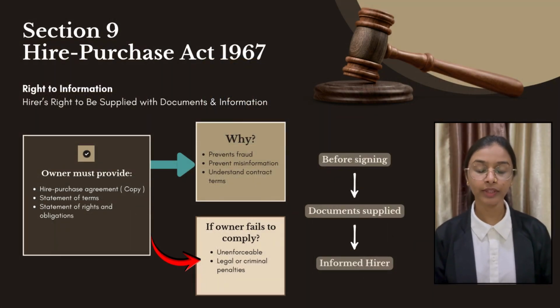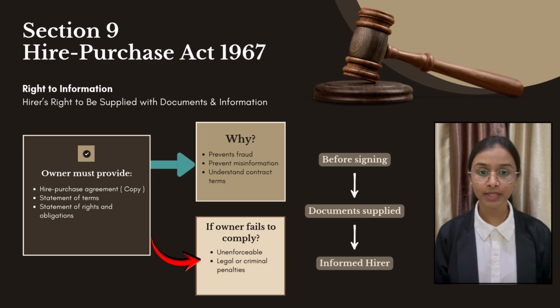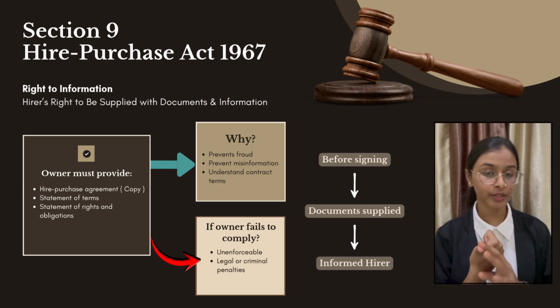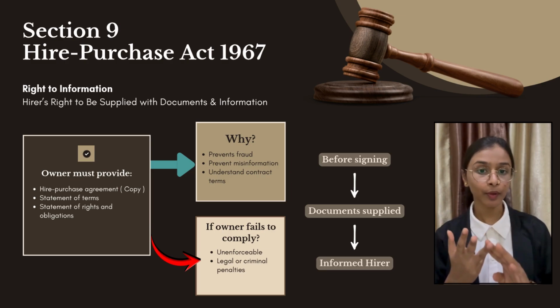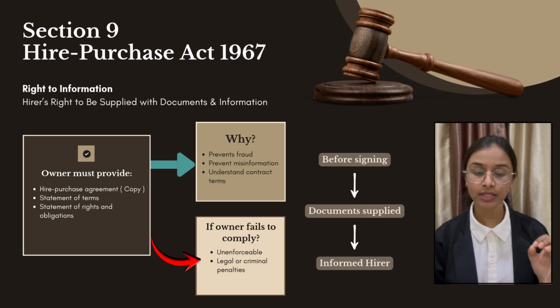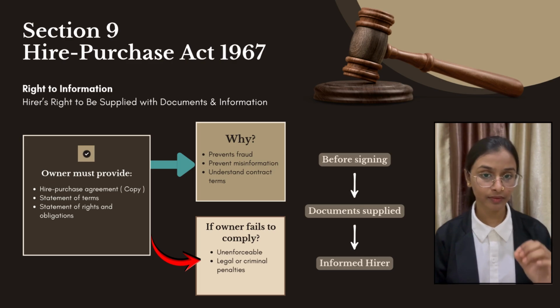Under Section 9 of the Hire Purchase Act 1967, the hirer has the right to be supplied with full information. As we can see in the diagram beside, before signing the contract, the owner must provide documentation or information like the hire purchase agreement's copy, cash price, the total hire purchase price, deposit, installment details, and also a statement of rights and obligations. This section is very important because it helps the hirer to understand what they are agreeing to and also prevents any form of fraud or misinformation.